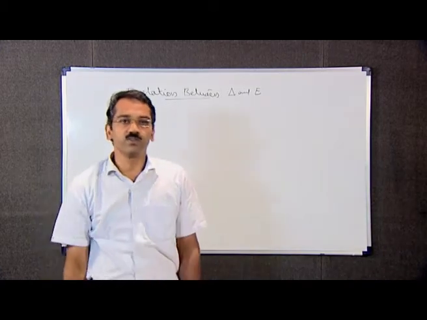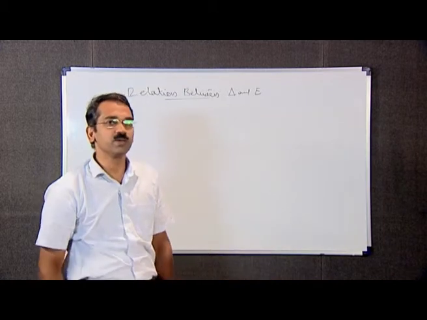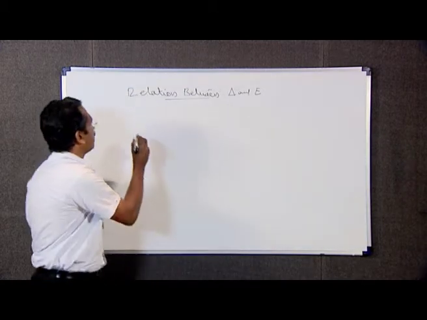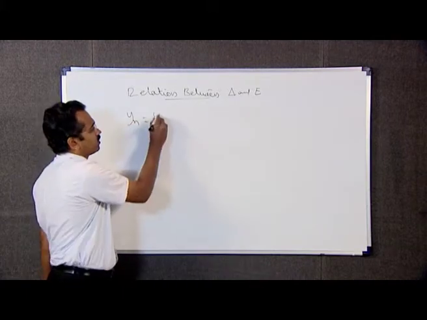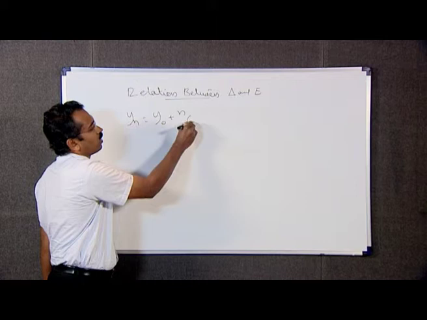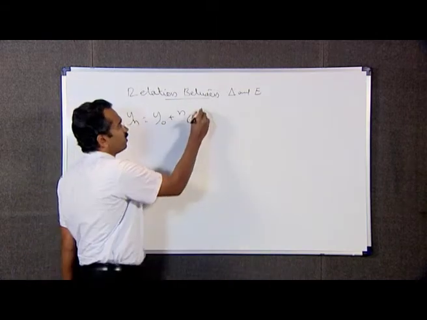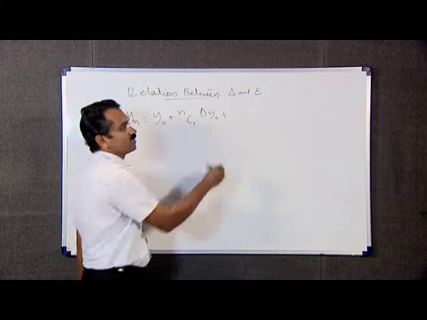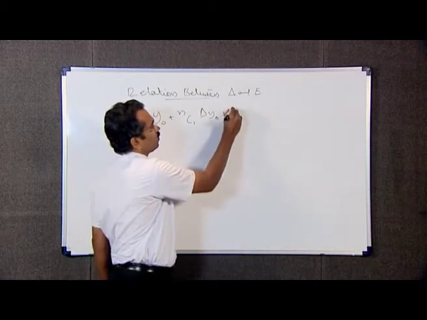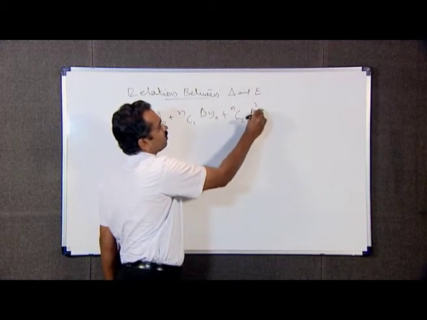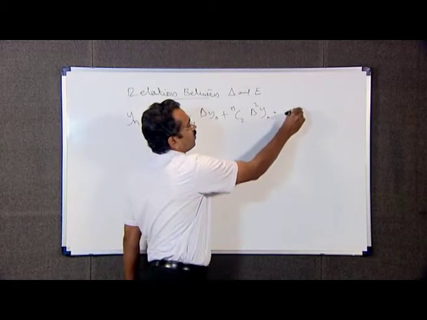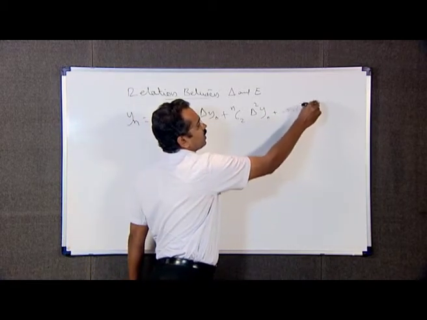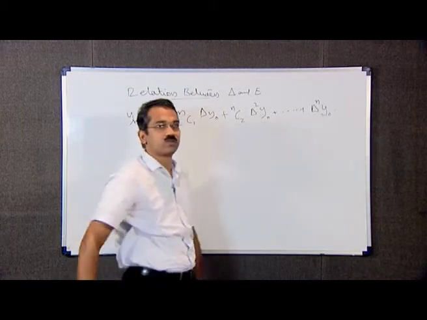Now, we have to prove that if n is a positive integer, then yn is equal to y naught plus nC1 delta y naught plus nC2 delta square y naught plus etcetera, plus nCn delta raised to n y naught.